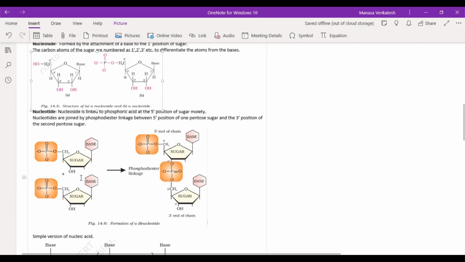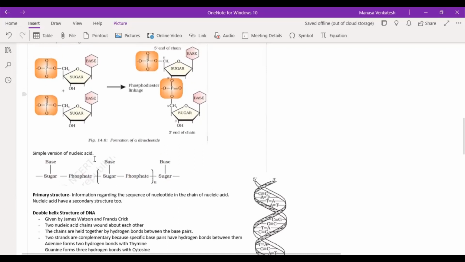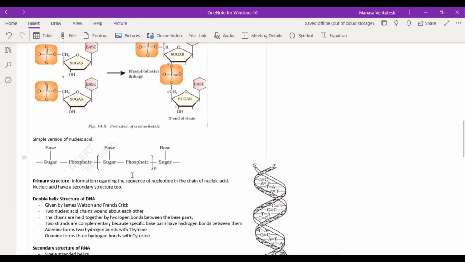So the third and the fifth carbon at the 5' and the 3' position of the two different sugars, or two pentose sugars, is leading to the formation of a dinucleotide. Okay, this is the basic understanding. So this sugar is bound to a base. It is forming a bond with the phosphate, which is forming a bond with the other sugar, which is attached to a base and a phosphate group. So in case of primary structures, you have the information regarding the sequence of the nucleotide.